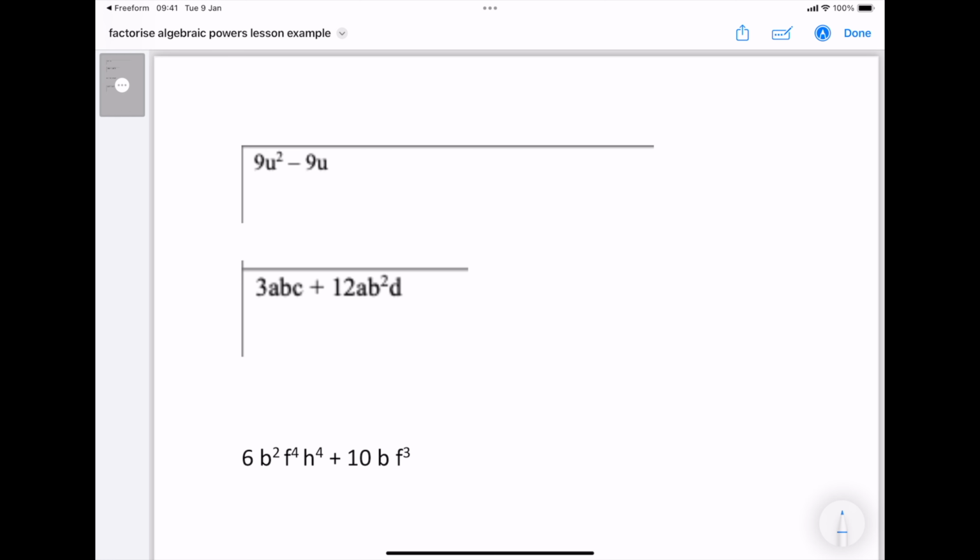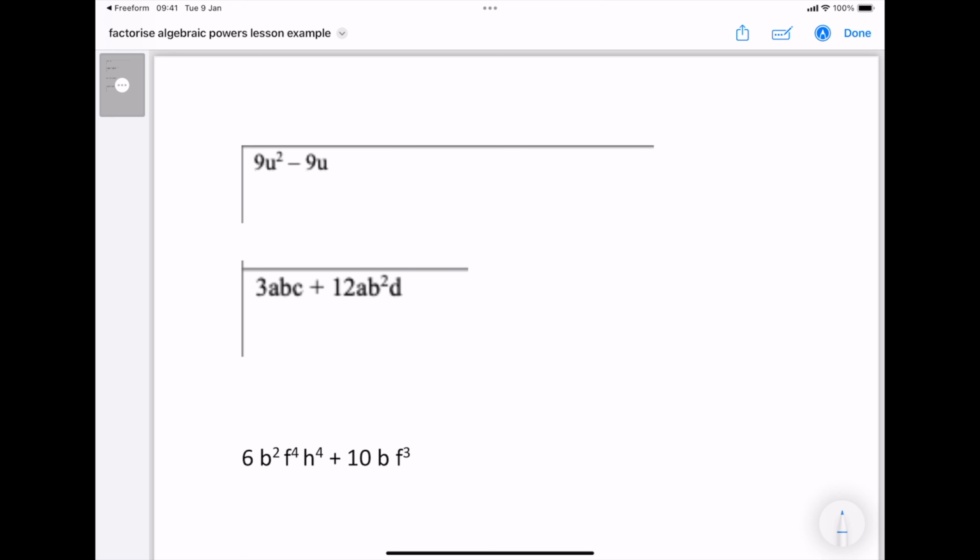In this video, I'm going to show you a little trick for factorizing algebraic expressions that have powers in them, indices basically, like I've circled there. And it's very systematic. So if you follow the process, step one, do this, step two, do that, you'll end up with the right answer every single time.